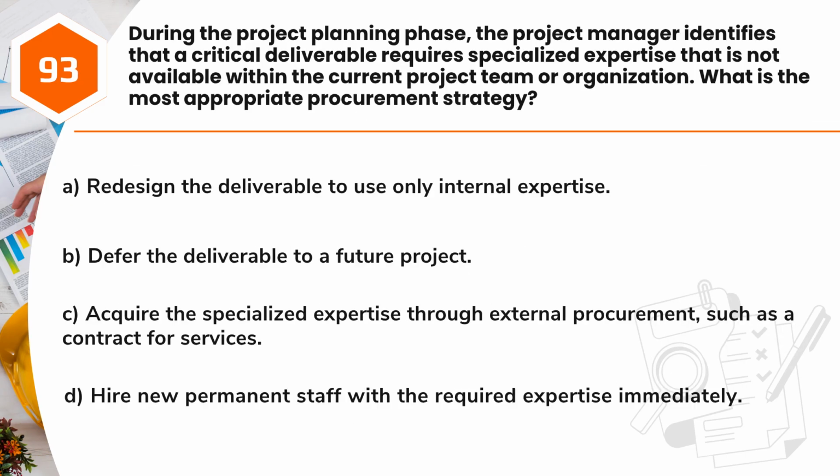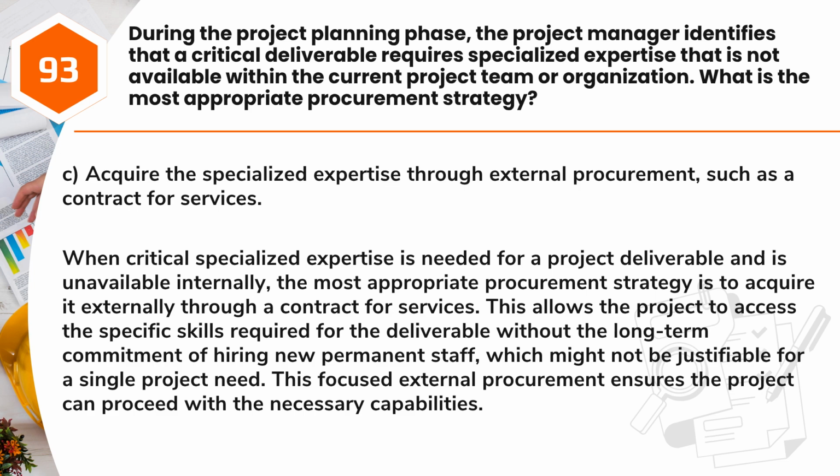Question 93. During the project planning phase, the project manager identifies that a critical deliverable requires specialized expertise that is not available within the current project team or organization. What is the most appropriate procurement strategy? A. Redesign the deliverable to use only internal expertise. B. Defer the deliverable to a future project. C. Acquire the specialized expertise through external procurement, such as a contract for services. D. Hire new permanent staff with the required expertise immediately.